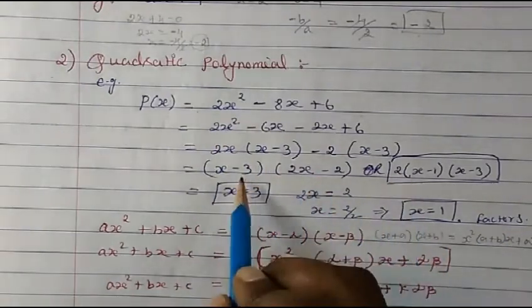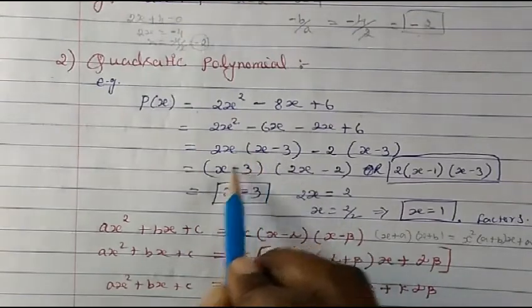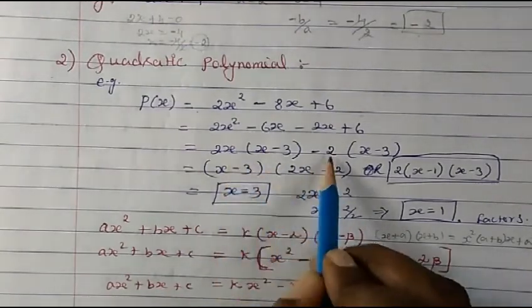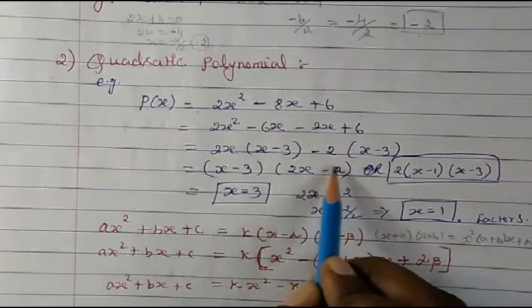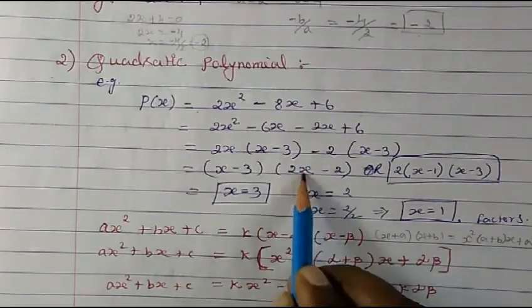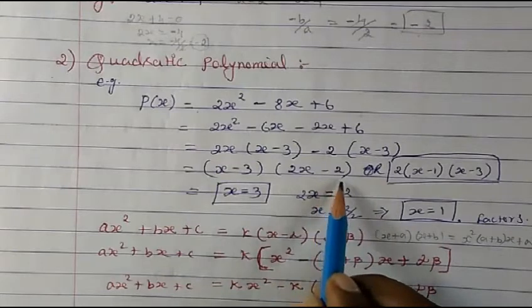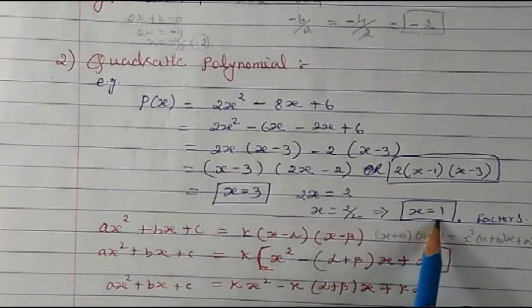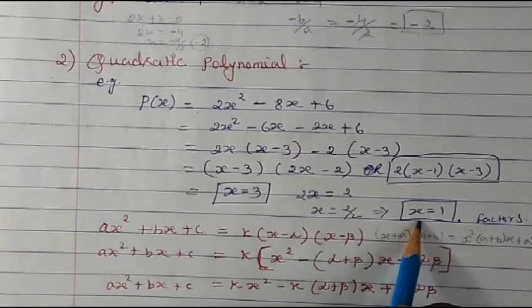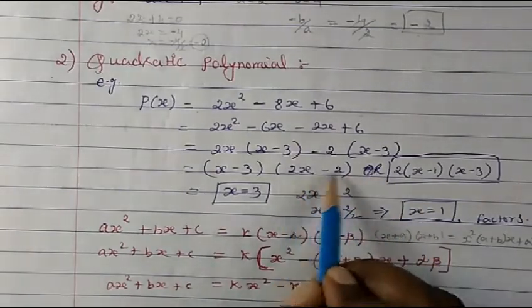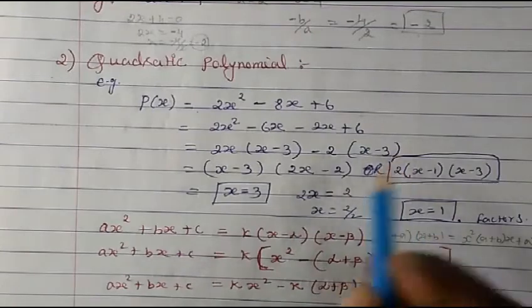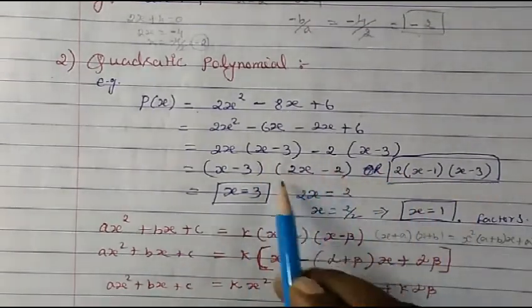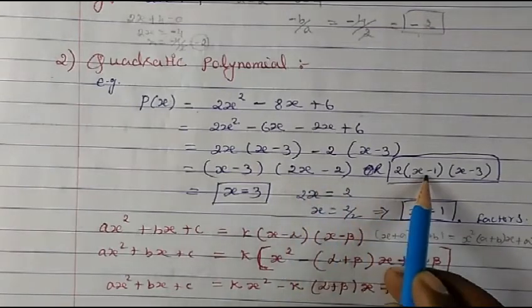This can be written like this also. See, common we have taken here. So x minus 3, and there 2x minus 2. This 2 we can do like this: 2x equal to this, minus 2 will become plus 2, then for x value we get 2 upon 2, then x equal to 1. Or you can take this 2 common and write x minus 3 as it is. Then when you remove 2 common, you will get x minus 1.